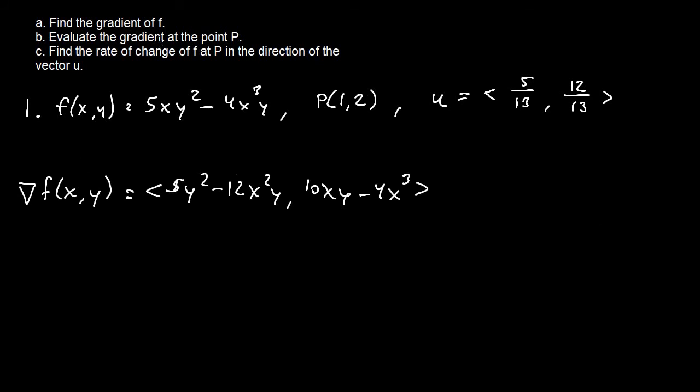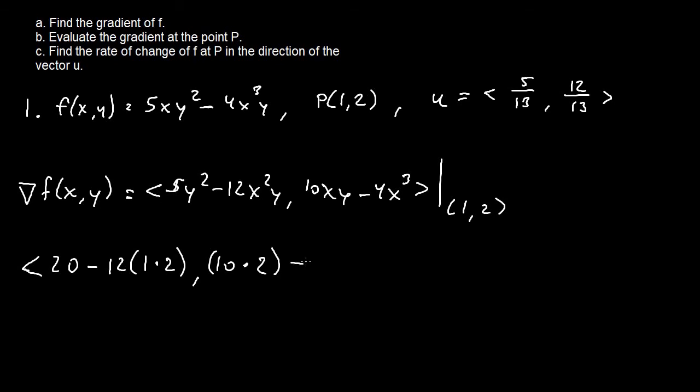So now for part B, we need to evaluate the gradient at the point P. The point is (1, 2), so let's evaluate the vector at the x value of 1 and the y value of 2. On the x component of the vector, we get 5y squared, so 5 times 2 squared, 5 times 4 is 20, minus 12 times 1 squared, which is 1, times y, which is 2, comma, 10 times x, which is 1, times y, which is 2, so 10 times 2, minus 4x cubed, so basically 4.